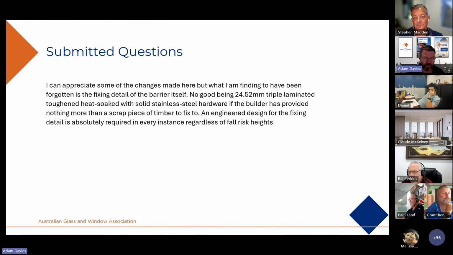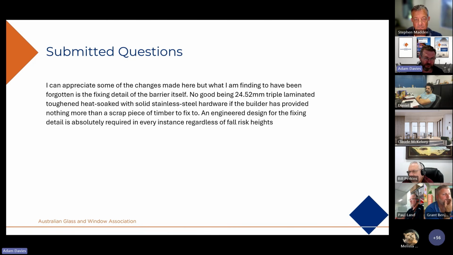This is an interesting question, so it's twofold. Fixing detail is important. It is not part of AS 1288 because it is outside the scope of AS 1288. And in the case of what the builder has left behind in terms of what he's provided to fix to, that's not necessarily an issue for the installer. A good design should incorporate adequate fixing.